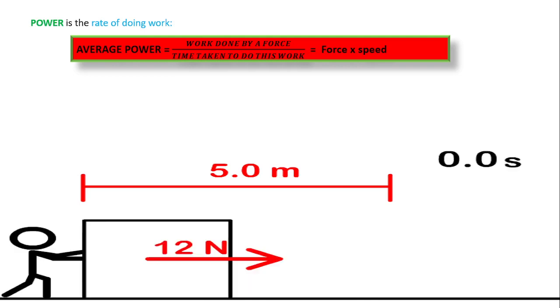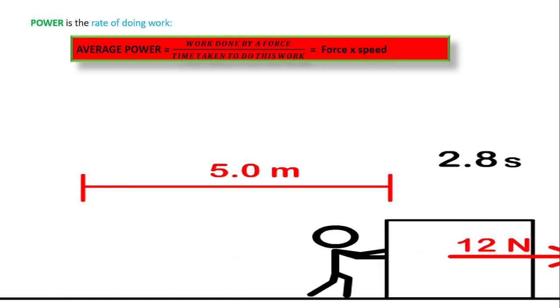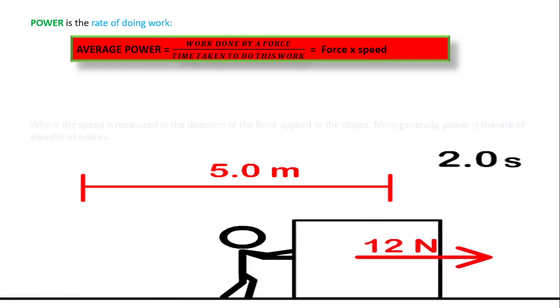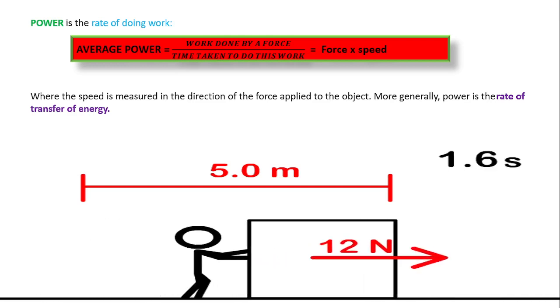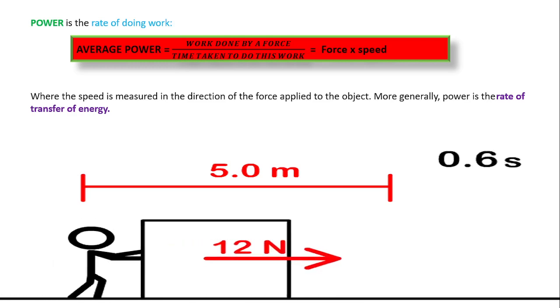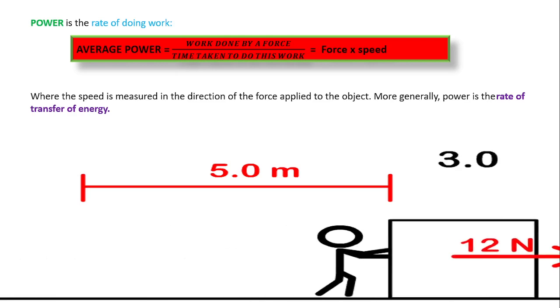I'm going to use these two equations in part 2, part 3 and other parts of work, energy and power. So average power is equal to work done by force over time taken to do this work, but there is also another formula: average power is equal to force times speed. The speed is measured in the direction of the force applied to the object, and more generally, power is just the rate of transfer of energy. So that's another definition you can give to power. Okay, the SI unit of power is simply the watt, which is normally represented by W.